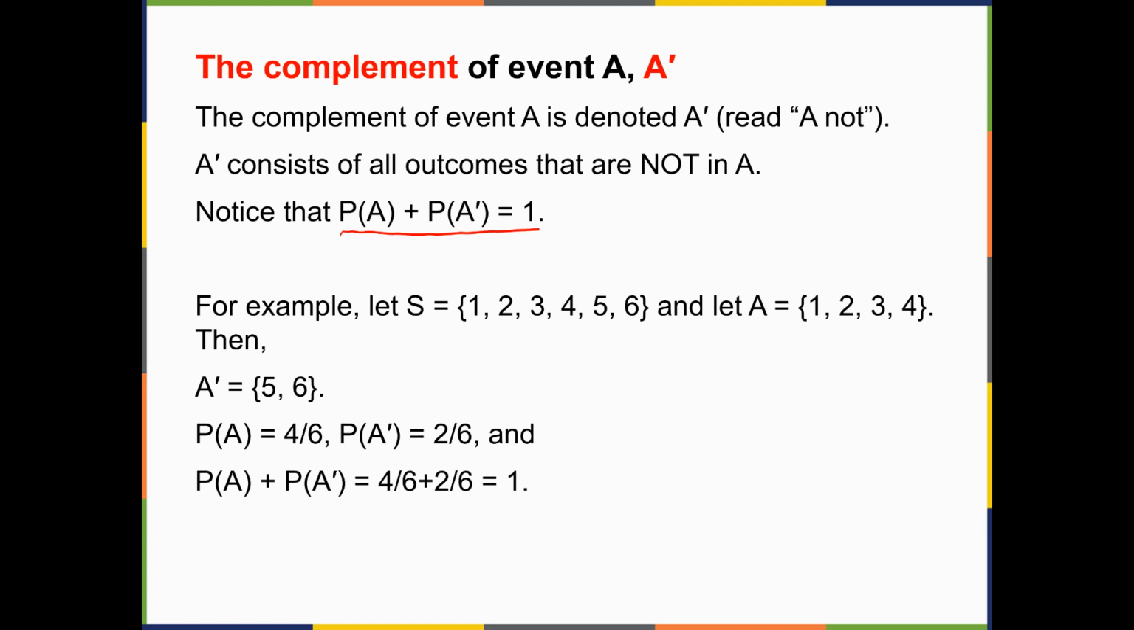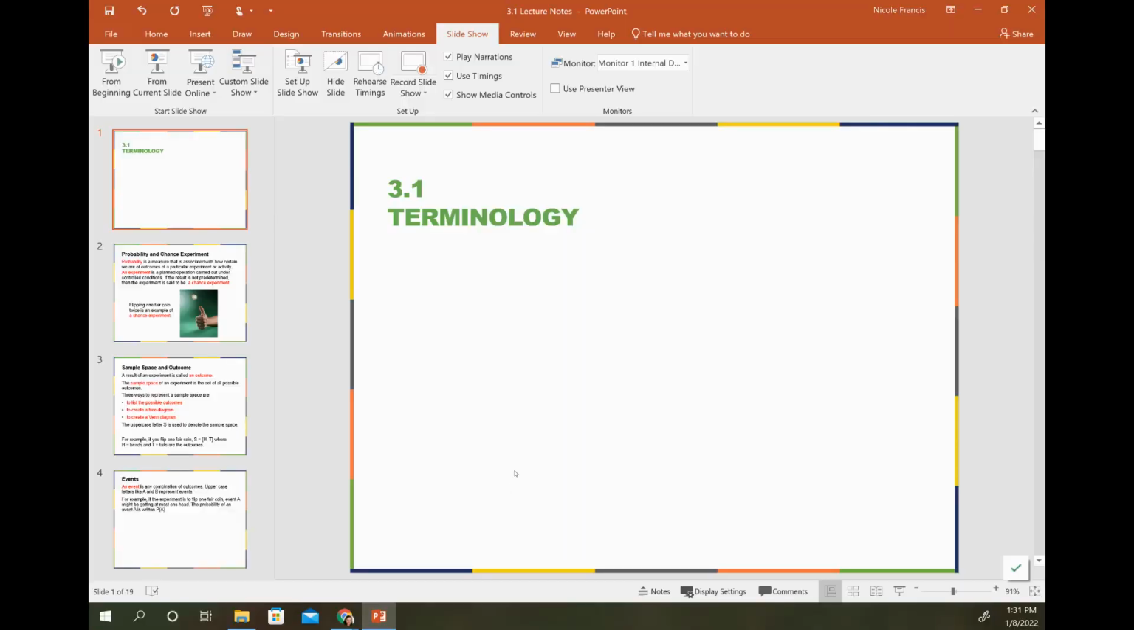And if we look down here, the probability of A occurring is 4 out of 6, 4 chances out of 6. The probability of it not occurring, 2 chances out of 6. And so it either occurs or it doesn't occur with 100% probability. That's it for section 3.1.